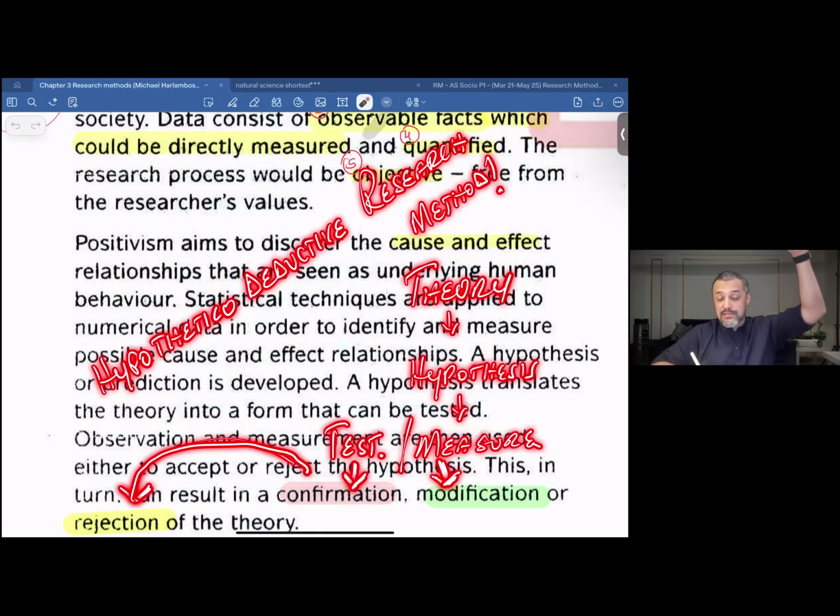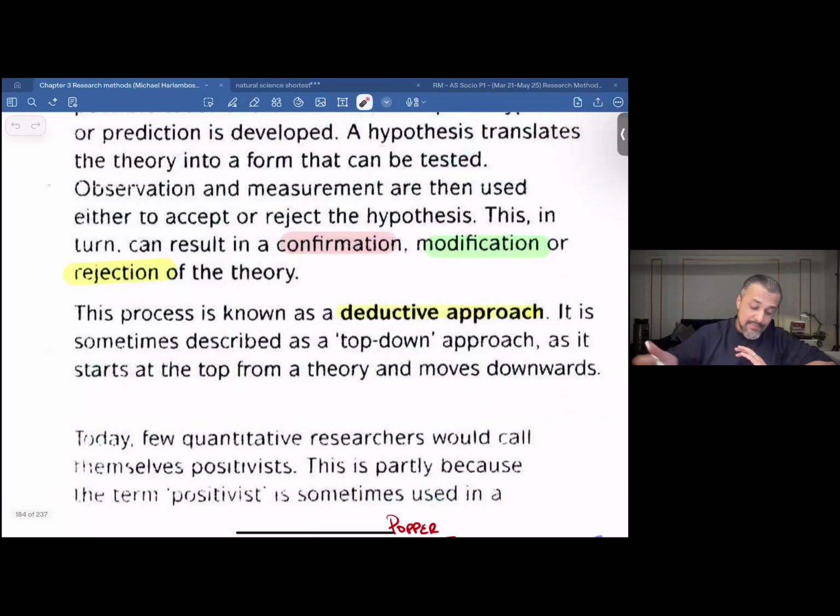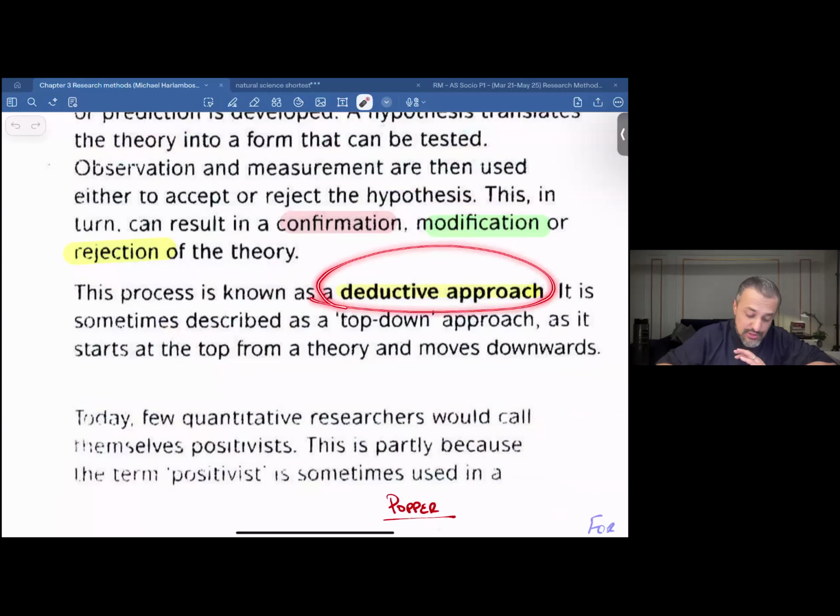So it all starts right at the top, and that is exactly why we refer to this as a top-down approach. So you have a theory, an idea in your mind, you bring that idea into the form of a hypothesis, then you test that hypothesis, and after testing you reach the conclusion whether your initial theory or hypothesis has proved correct, or needs some modification, or has to be rejected. Now taking this ahead, this process is known as the deductive approach. It is sometimes described as a top-down approach, as it starts at the top from a theory and then moves downwards.